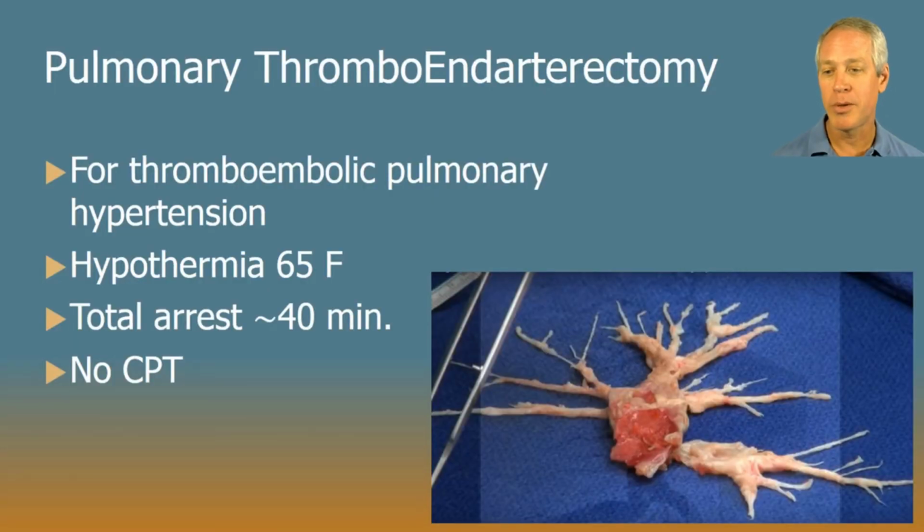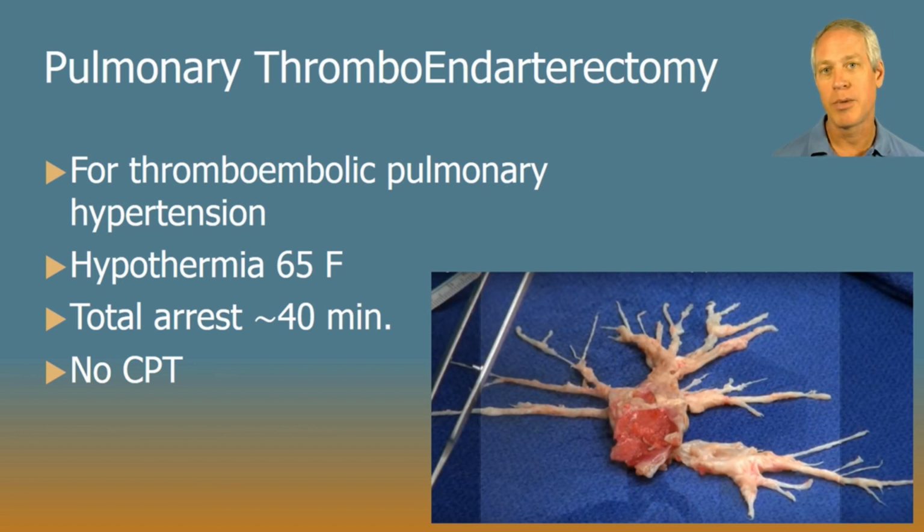The pulmonary thromboendarterectomy, there's a mouthful, that's a PTE. This is a pretty advanced procedure. I told you there would be at least one procedure for pulmonary artery disorders. And this is a procedure done for thromboembolic pulmonary hypertension. Remember, that's the third kind of obstructive, occlusive pulmonary hypertension.